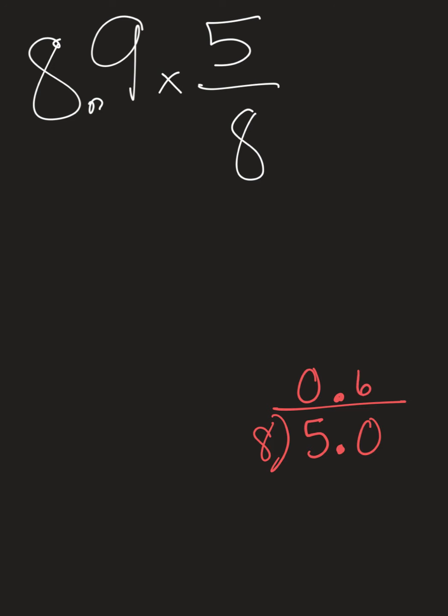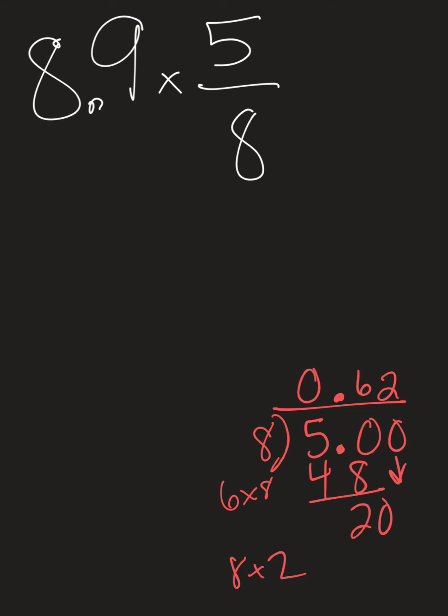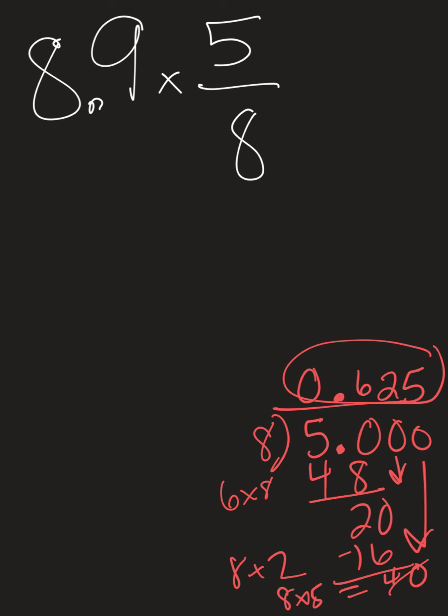8 goes into 50 exactly 6 times, so 6 times 8 is 48. I end up with a 2, so I'm going to keep going here. So 8 goes into 20 twice. 8 times 2 is 16. And finally, I have 40, which 8 goes into 5 times. 8 times 5 equals 40 exactly, so that is good to go. And this is my decimal form. So I have 8.9 times 0.625 in this problem. Now that I have them in the same format, I can multiply these together.